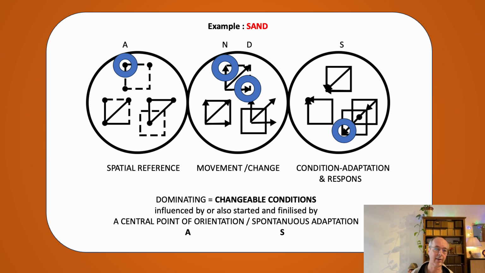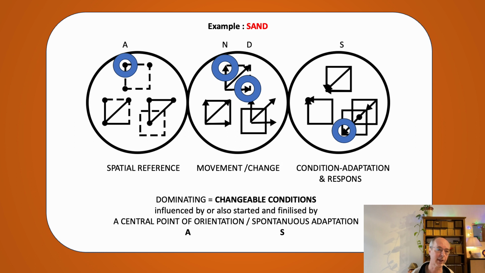We found the N and D in the middle, we have the A, and we have an S at the last part. So what is dominating from the 3 regions of expression of complexity? It's especially the middle part which is dominating, which is the part that refers to changeable conditions. So what will be dominating for sand, we already know, it's the changeable conditions. And this will be influenced on both sides by a spatial reference, and by an adapting need or move that we need to do.